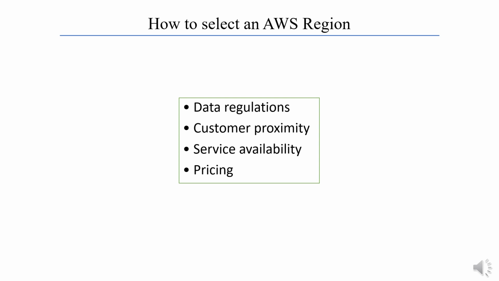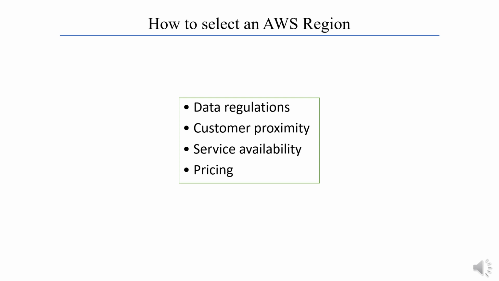An AWS region is selected based on various conditions such as data regulations, customer proximity, service availability, and pricing. Let's talk about each of these conditions. Data regulations. Some countries do not allow sensitive data to be processed and stored abroad. A company might require that all company data shall reside in the country.